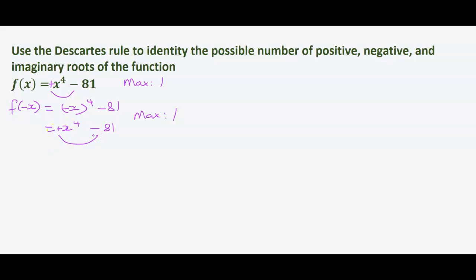Now the next step we're going to take here is to create our PNI table. PNI, and then we have total. Positive we have 1, negative we have 1, and we need to get to a degree of 4, so it's going to be 2. And you add this up, you must get 4. So this is what our PNI table is going to look like.